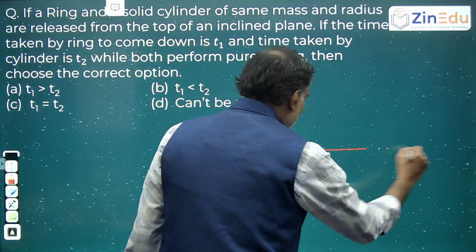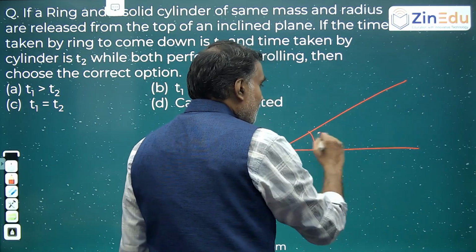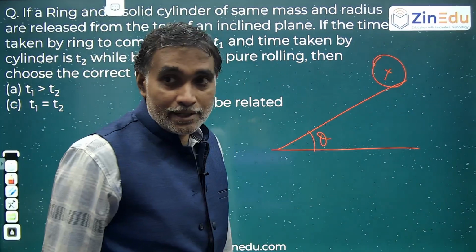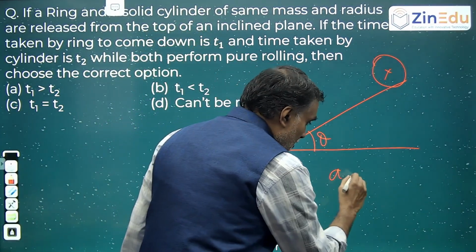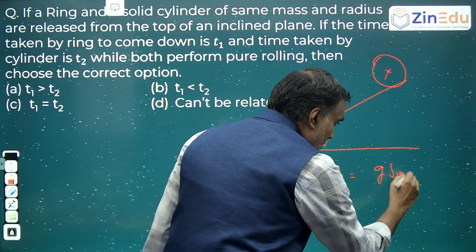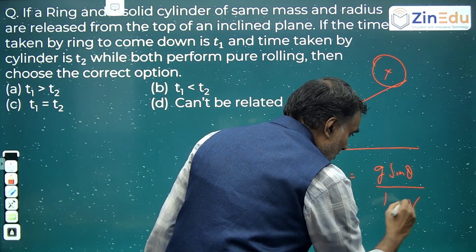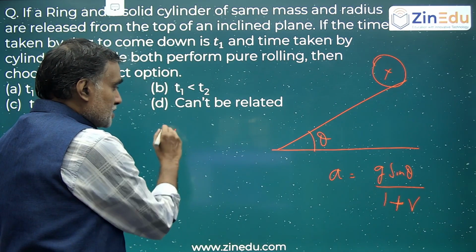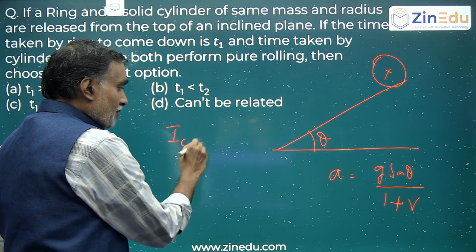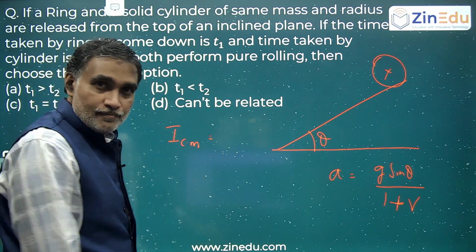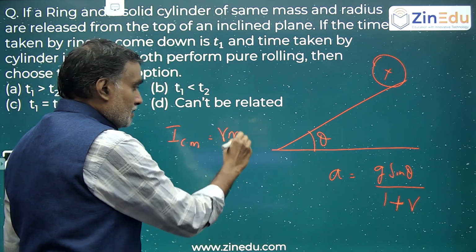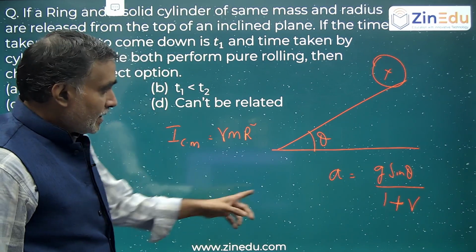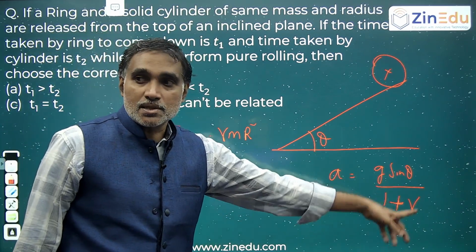Now, when a spherically symmetric body is rolling down an inclined plane, what is its acceleration? It is given by g sin theta by 1 plus gamma. What is gamma? The moment of inertia about an axis passing through the center of mass is gamma m r square, where M is the mass of the body and r is the radius. Then acceleration is given by g sin theta by 1 plus gamma if it is pure rolling.